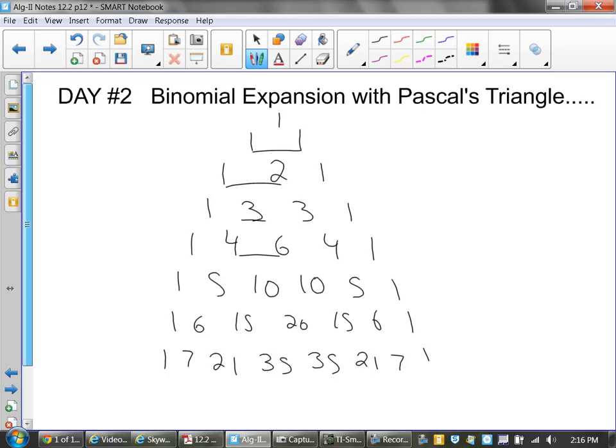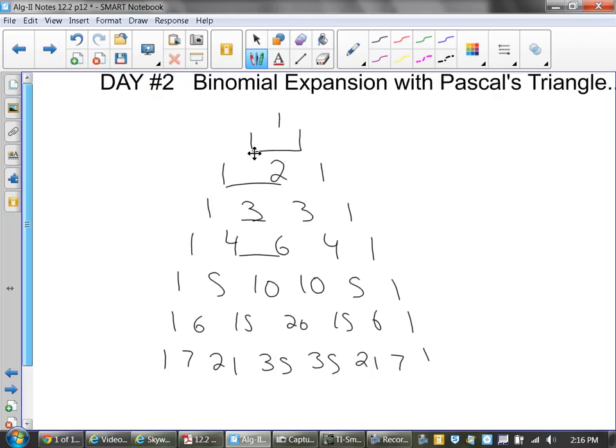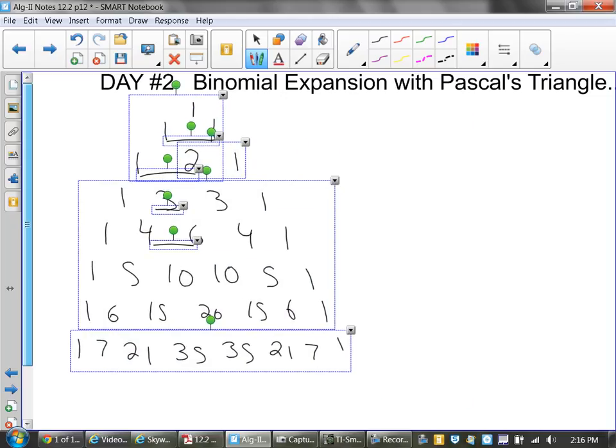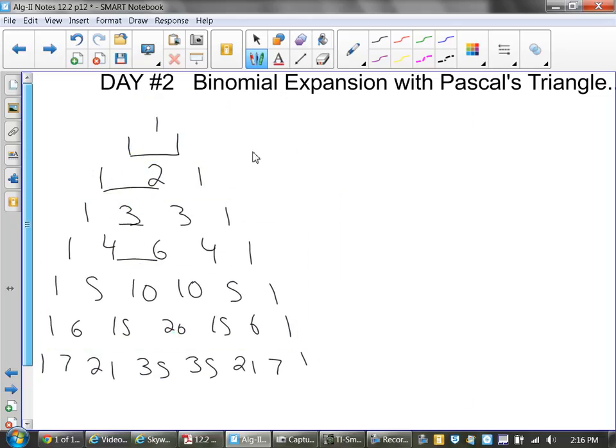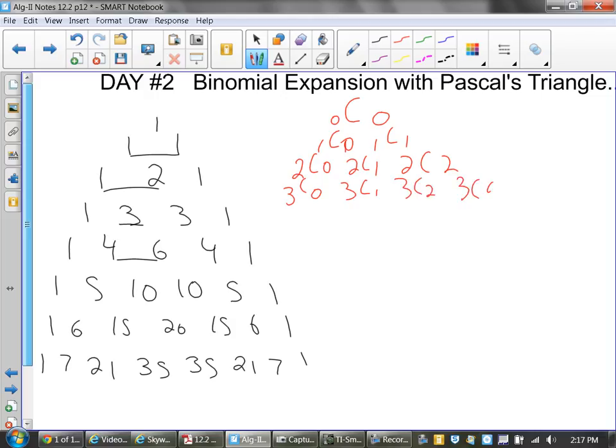Because what this is mirroring is the following. 0 choose 0. 1 choose 0, 1 choose 1. 2 choose 0, 2 choose 1, 2 choose 2. 3 choose 0, 3 choose 1, 3 choose 2, 3 choose 3, and so on and so forth.